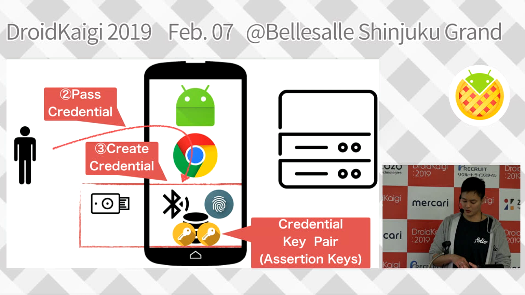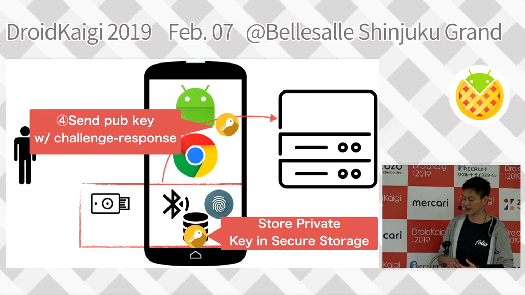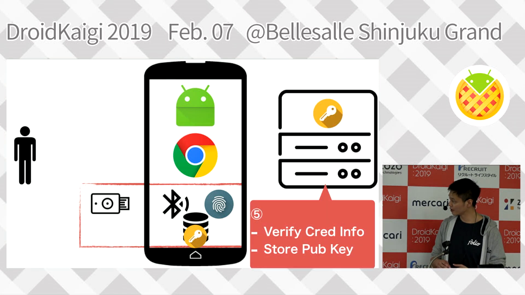By doing so, the authenticator generates a credential key pair, which is called assertion keys, and stores the private key side in the secure storage, and then sends the public key with a signed challenge response back to the server. Then the server verifies the credential information and stores the public key. So this is how you register your key pair on both client and server side.